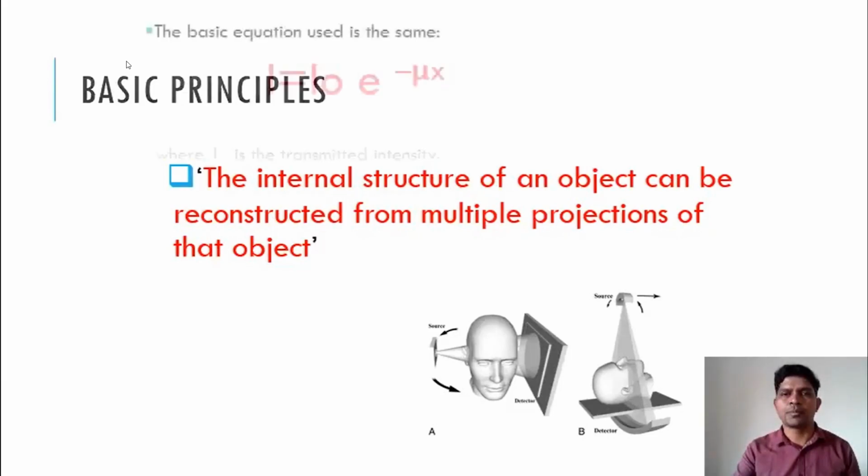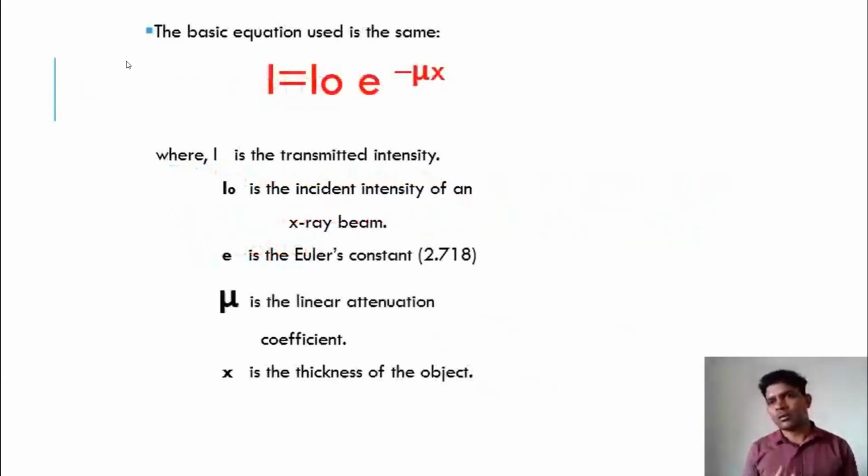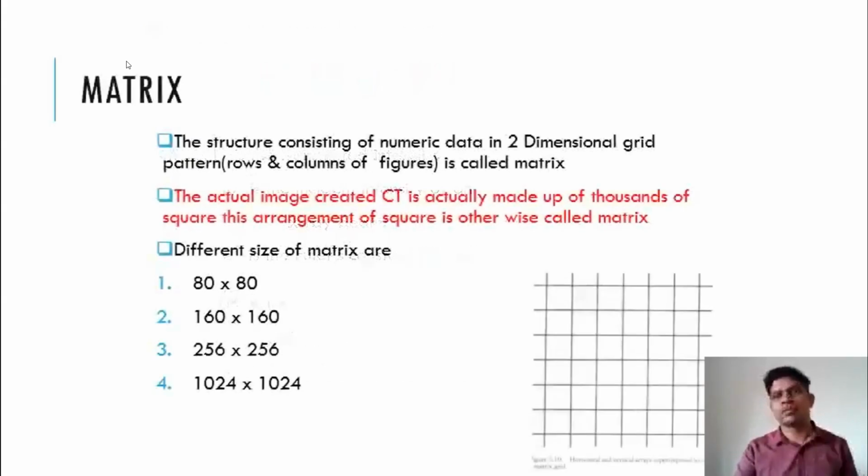So that's the principle. The basic equation is that the transmitted intensity equals the incident intensity of an X-ray beam multiplied by the Euler constant e raised to the power of minus the linear attenuation coefficient times the thickness of the object. This is the basic equation used to develop the CT principle.